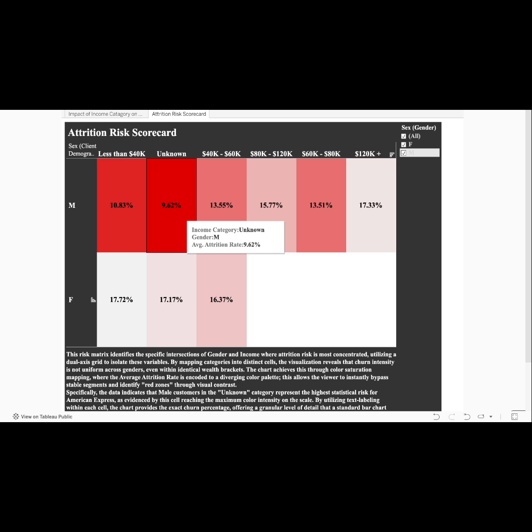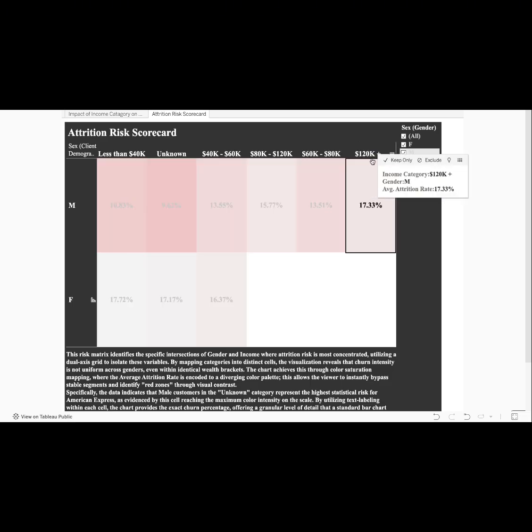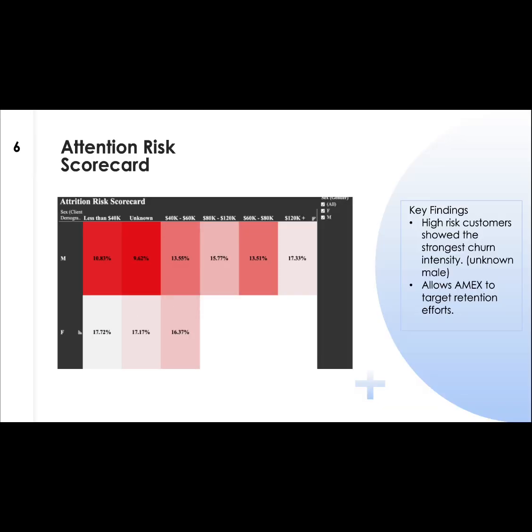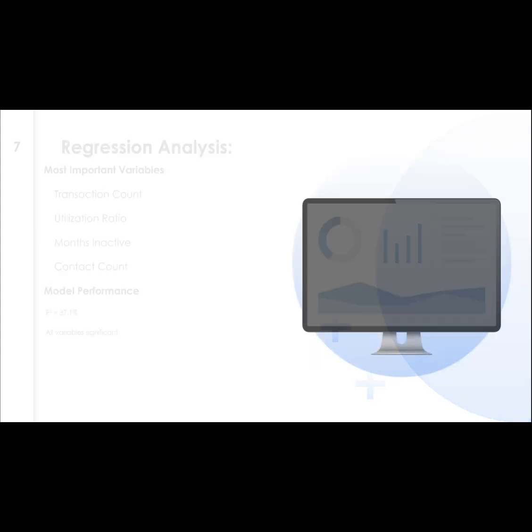We also identified that customers in the $120,000 plus income bracket experience especially high attrition rates. Even though these are high-value customers financially, many showed lower engagement levels and weaker relationships with the bank. Another important takeaway from this is that customer attrition is not random. Specific demographic and behavioral groups are significantly more likely to leave than others, as mentioned above. This insight allows Amex to move toward more targeted retention strategies.